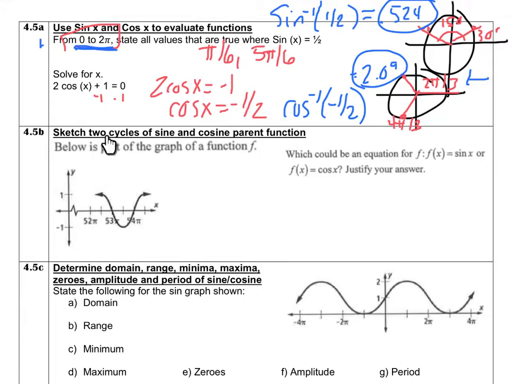4.5b wants you to sketch 2 cycles of the sine and cosine parent functions. But instead of doing that, we're just going to answer a question related to the parent. Below is part of the graph of either sine or cosine. They want to know which it represents. Is this sine or is this cosine?